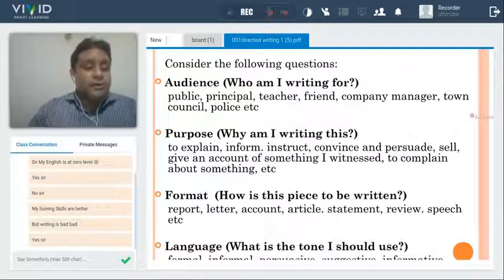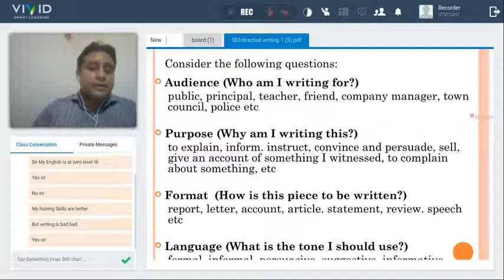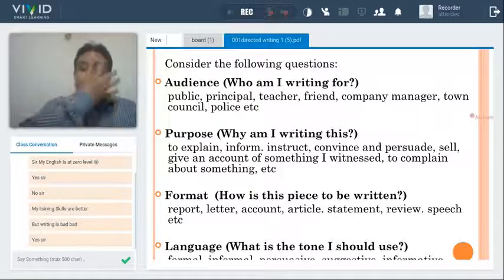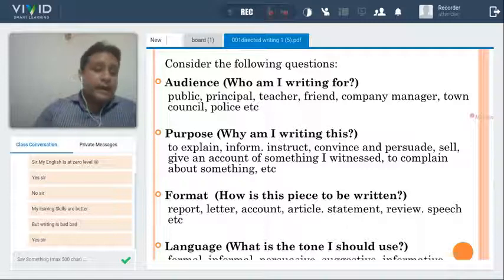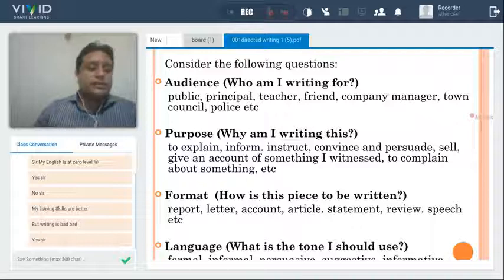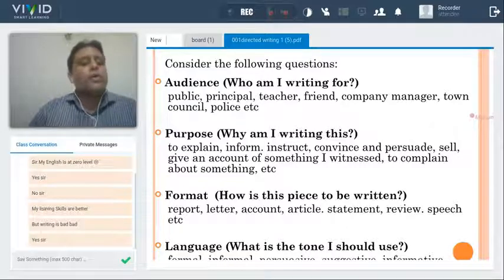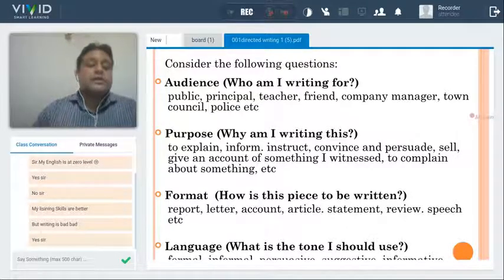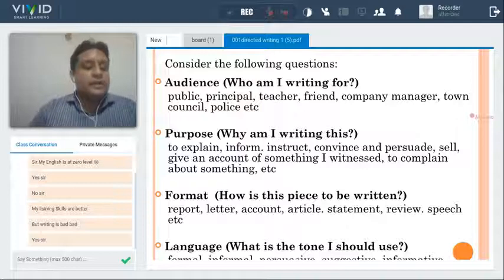who am I writing for? Audience is the person you are writing for. It can be public, it can be principal. You may write a letter to a teacher, a friend, a company manager, a town council, police, etc. There can be many different types of audience in a formal letter or even an informal letter. Other text types like reports, articles, speeches, we can have different audiences for different text types.